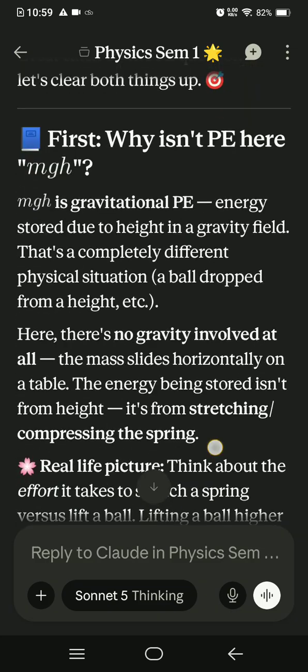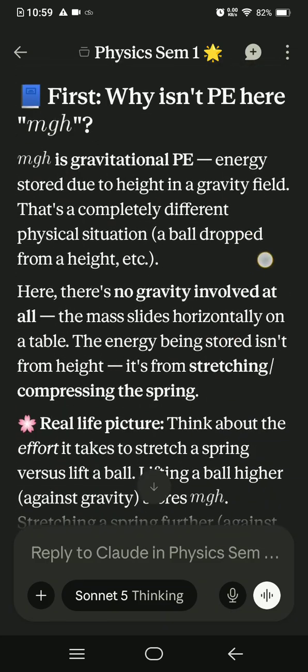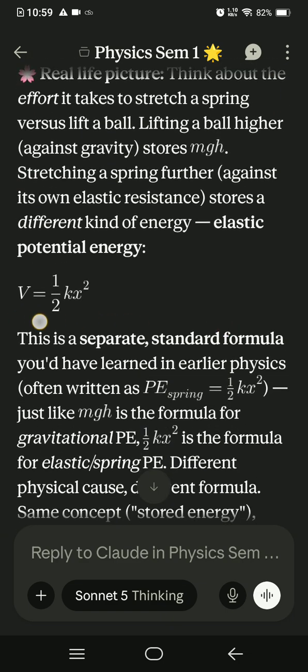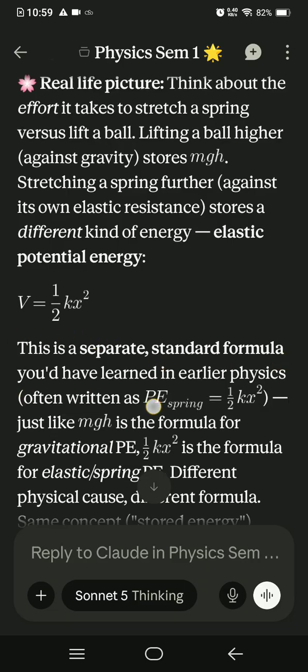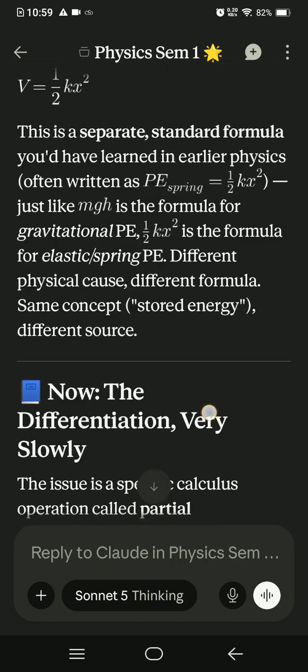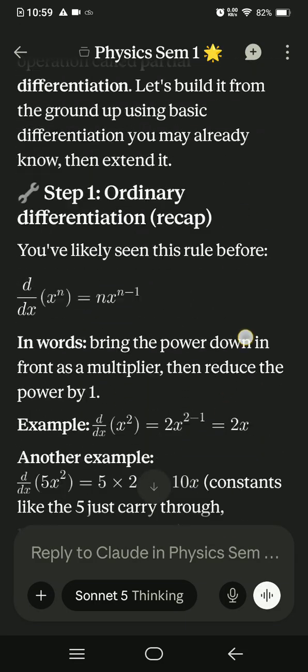Let me show you the maths part. So first of all, I told you I thought this would be mgh or whatever was going on. So this is the elastic potential energy, and this is a standard formula that you might have learned in earlier physics. I didn't learn it because I didn't study anyways. So after this we have the maths part.